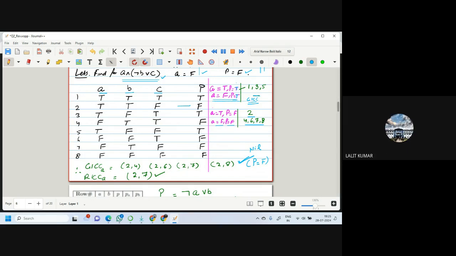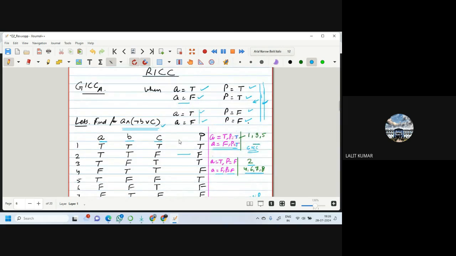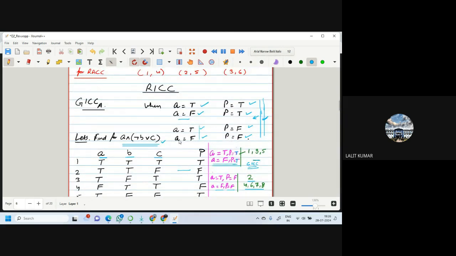Now here again I apply the same fundamental to find the RICC, and one by one I check. 2 and 4: these are different. 2 and 6: true false false, true false, different. 2 and 7: true false, true false. Yes, 27 is my RICC. 2 and 8: true false, false false. No. So this is my RICC. So this is how we find GICC. First we find GICC, and from GICC we arrive at RICC.